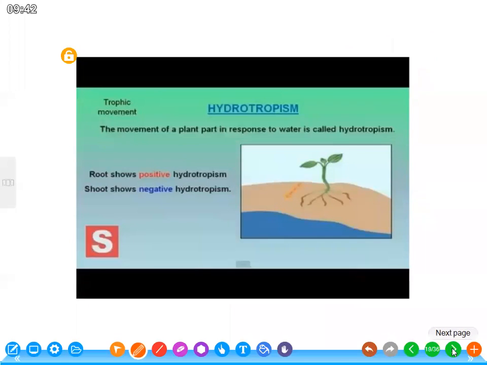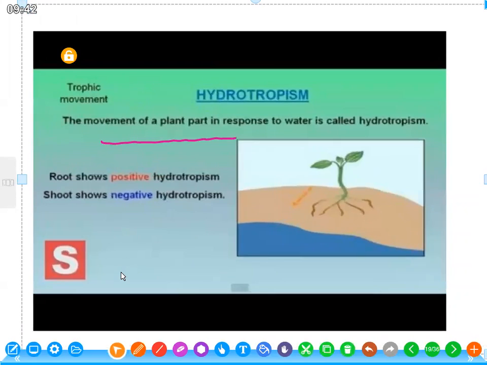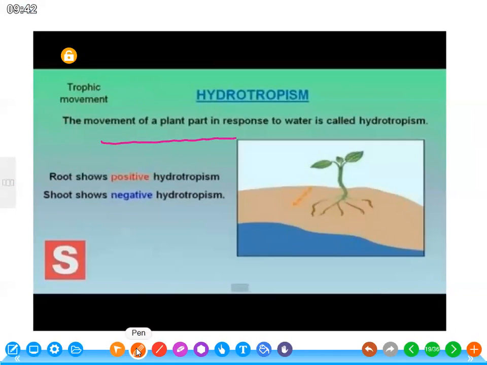Next one, hydrotropism. The movement of a plant part in response to water is called hydrotropism. So here also there is positive hydrotropism and negative hydrotropism. The root shows positive hydrotropism and the shoot shows negative hydrotropism. Okay.